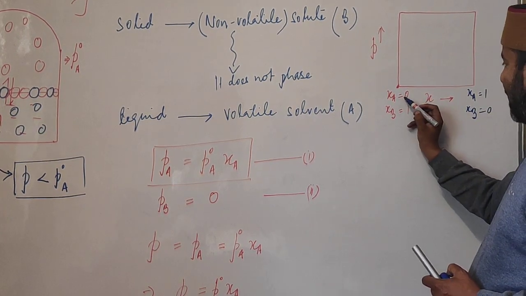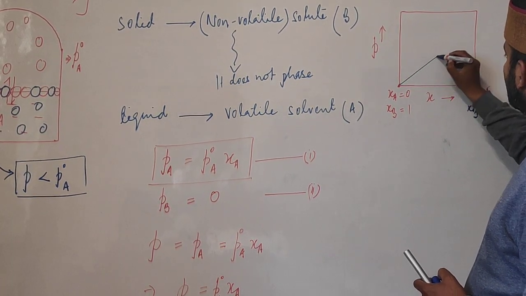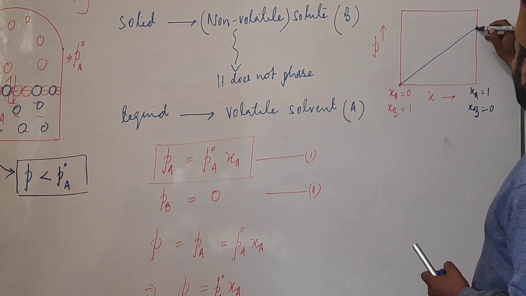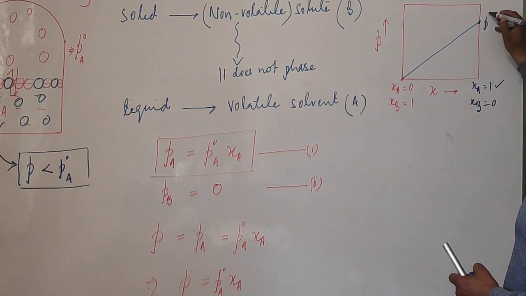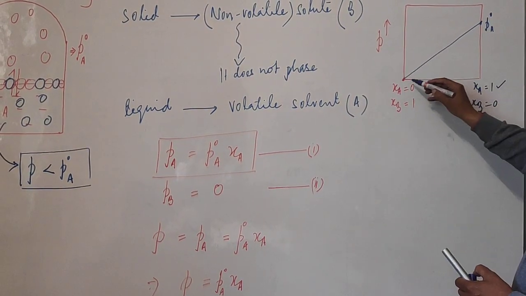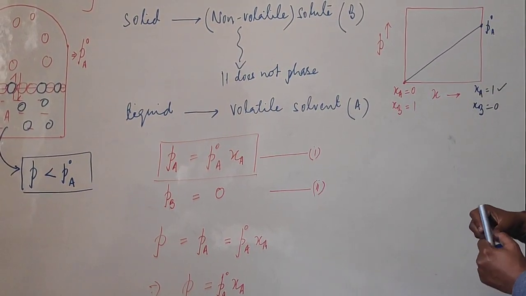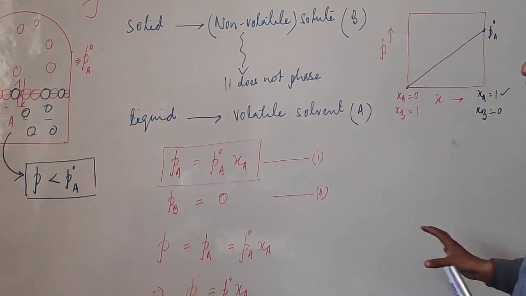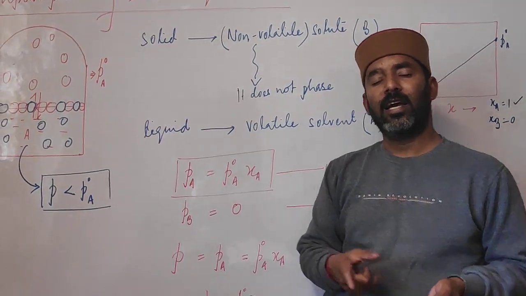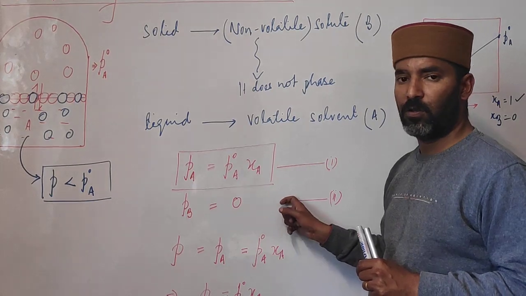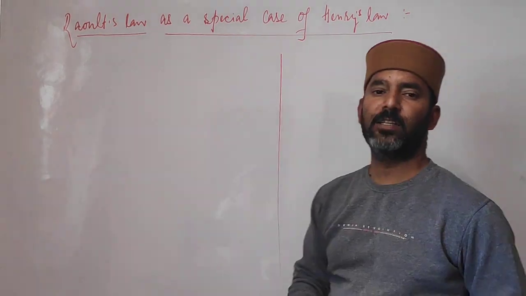As the mole fraction increases, the vapor pressure of the solution also increases, up to, suppose, this value. At this point the vapor pressure is that of pure A, since B is not there, and this is called P naught A. So this graph gives the vapor pressure of the solution as a function of the mole fraction of the solvent. Students, this was a very, very important case. Now the next topic we have is Raoult's law as a special case of Henry's law.